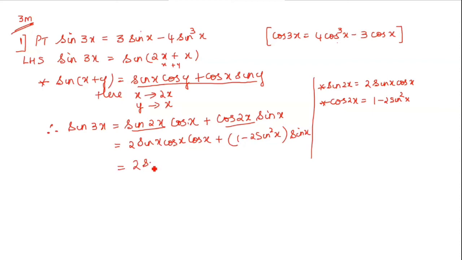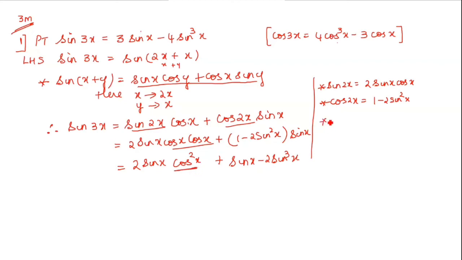2 sine x. What is cos x into cos x? It is cos square x. This does not look that easy for me here, because I want all the terms in terms of sine only. That cos is creating a problem. Okay, open this bracket. So I'm getting sine x minus 2 sine cube x. Okay, so everywhere I'm fine, but only with this one.